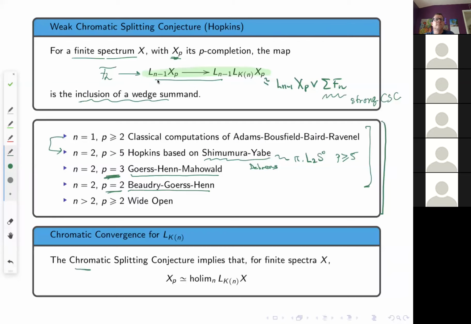The CSC would imply that for finite spectra X, we get chromatic convergence for the localization L_{K(n)}. So one of the things you get from the CSC are structure maps to form this homotopy limit. And the CSC would, together with the classical chromatic convergence, give you chromatic convergence for the p-completion.